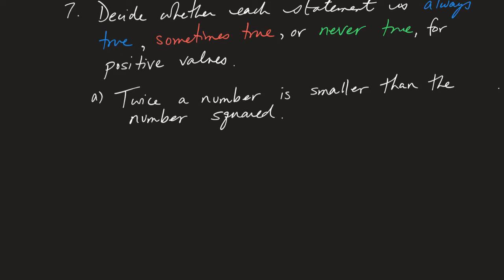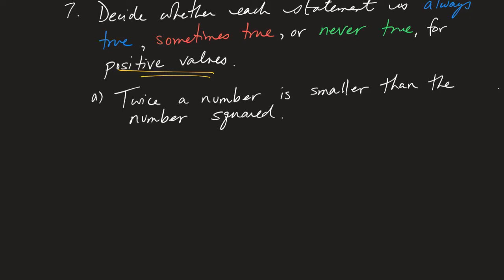So I want to walk through this first one a little bit, just so we can see some things and maybe some strategies to try to answer the question. Twice a number is smaller than the number squared. What I would recommend is, since the question says that this is true for positive values, why don't we pick a positive value? Test that statement and see what category it tends to fall into.